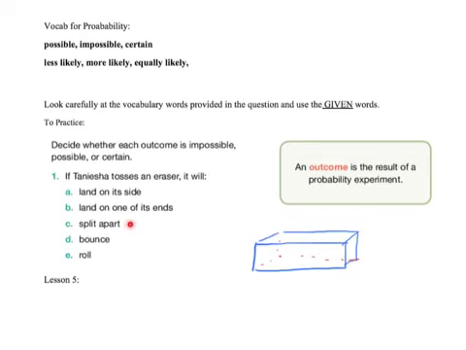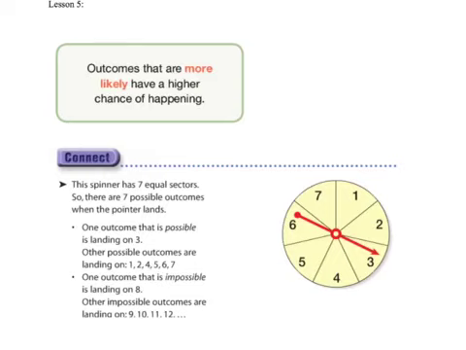Likelihood that it will split apart when you drop an eraser? Pretty impossible. Likelihood that it will bounce? Well, it's definitely possible. Likelihood that it will roll? I suppose that's possible as well. So we can use those words to describe how likely something is to occur. When we're looking at outcomes, the outcomes that are more likely have a higher chance of happening.